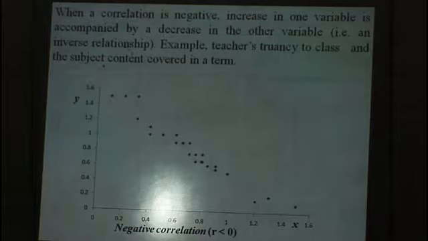Then another diagrammatic way of illustrating negative correlation is as shown here. With this, you see that the plots or the dots are in descending order from left to right. Now when it is like this, it indicates that when there's an increase in the variable y, it will cause a decrease in the variable x. Hence the negative correlation.